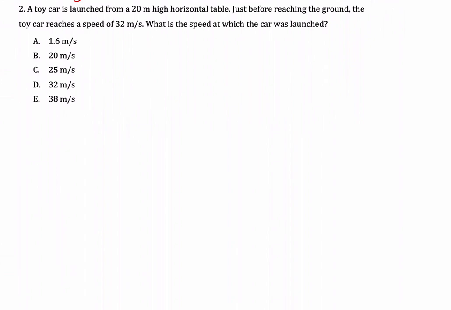Now, what we know is that a toy is launched from a 20-meter high horizontal table, and just before it reaches the ground, the toy has a speed of 32 meters per second. We need to figure out the speed at which the car was launched. Actually, we don't know that the toy car was released. We throw it down.